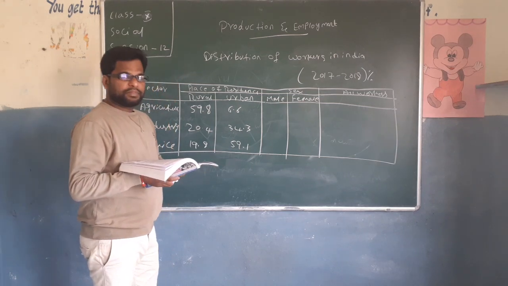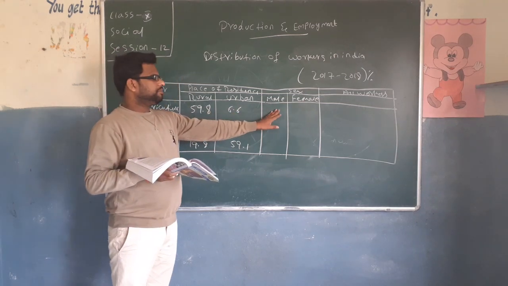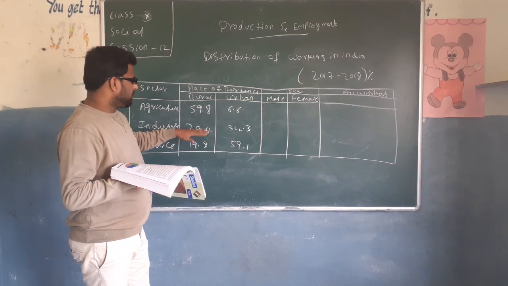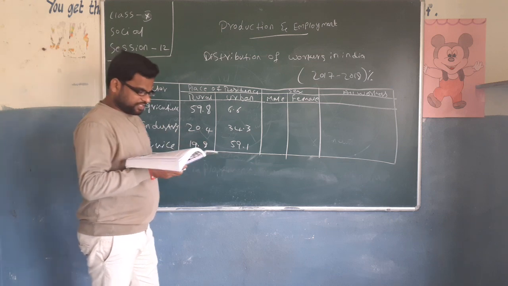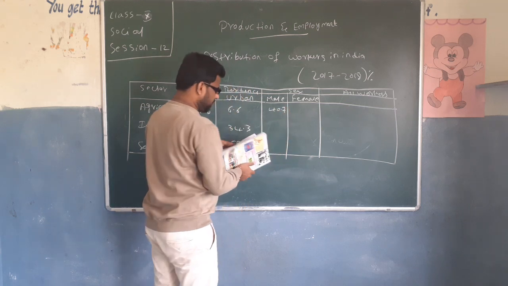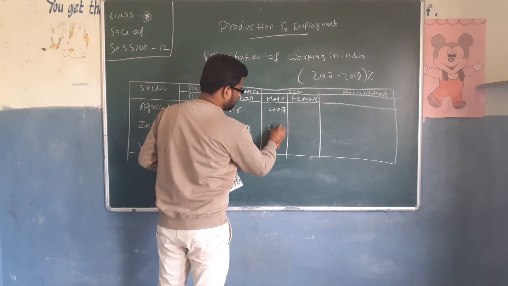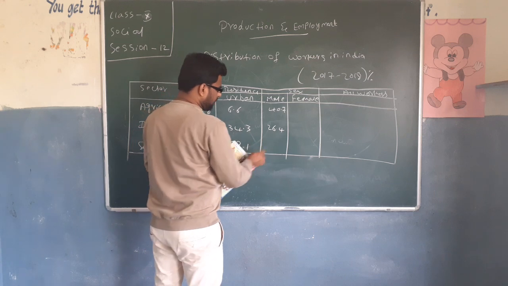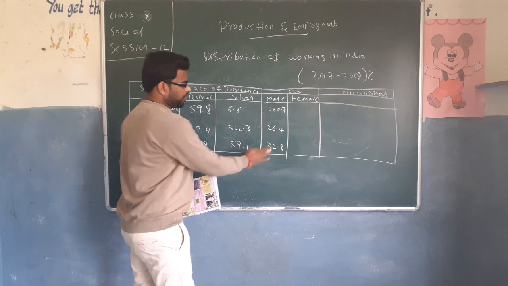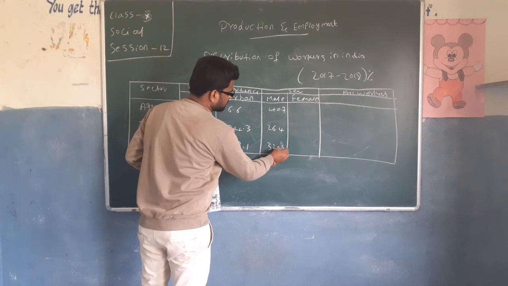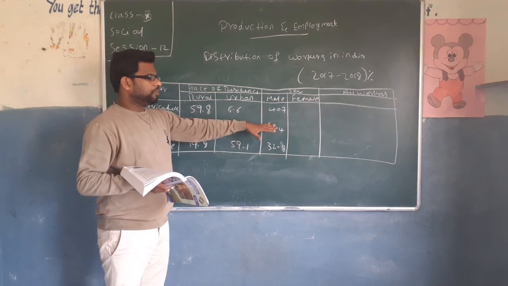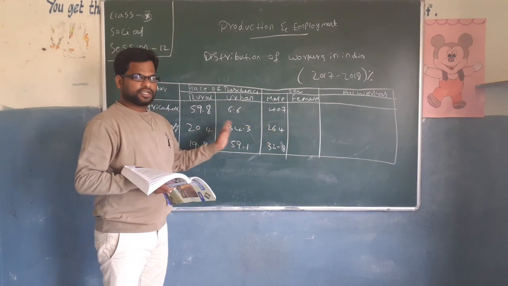And male and female means male employees and female employees, how much percentage they are involved in agriculture, industry and service sector, we will see. That is 40.7 in agriculture, 26.4 in industry, 32.8 in service sector by male employees. All the boys that are involved, this is the percentage in all sectors.